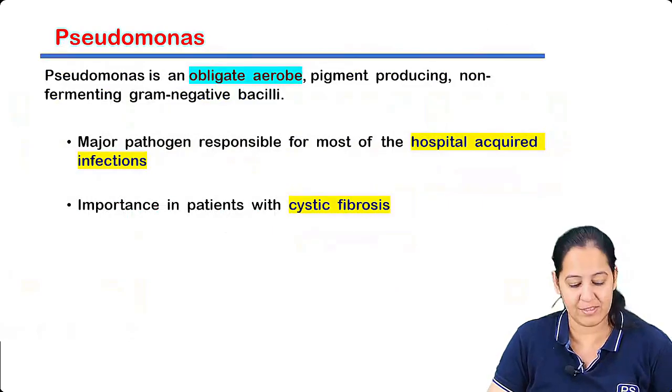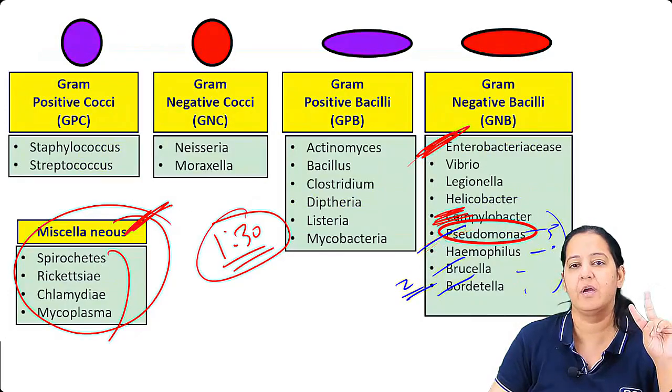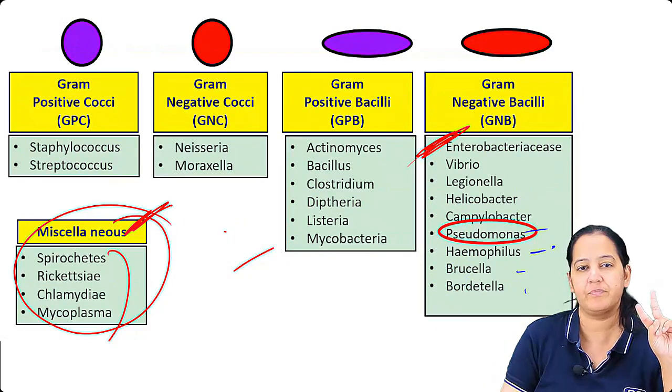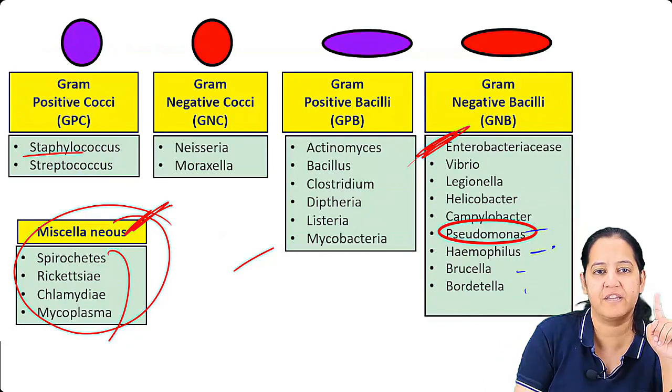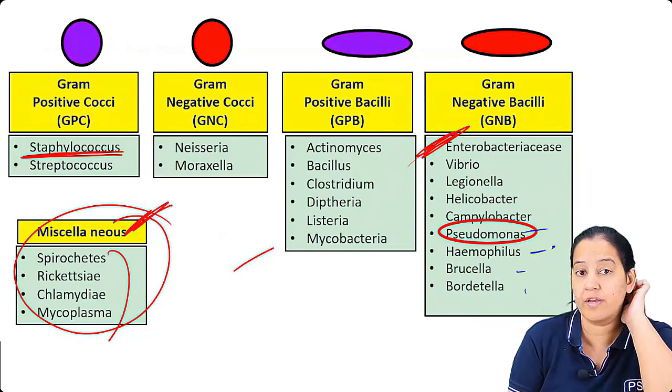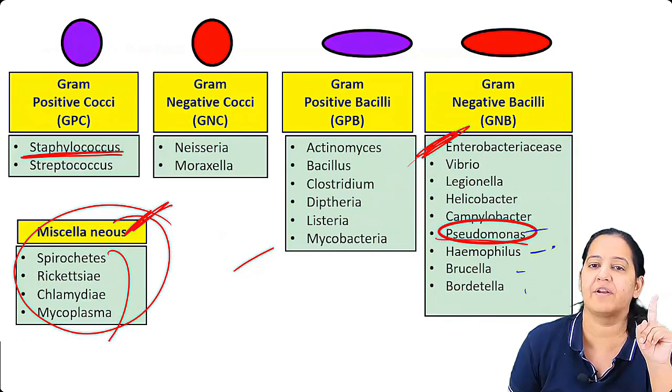The next one is Pseudomonas. Have I taught you we have only 2 pigment-producing bacteria? What are the 2 pigment-producing bacteria? One I have already taught. I already taught you Staphylococcus. It produces a golden yellow pigment. Have I taught you in the morning? Oil paint appearance. This is the second bacteria which produces pigment.